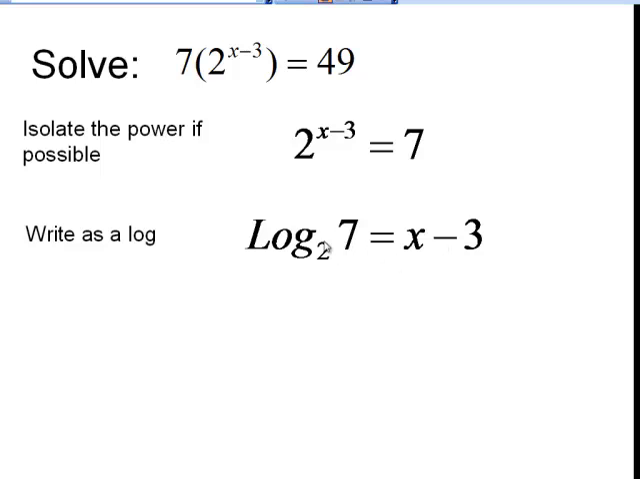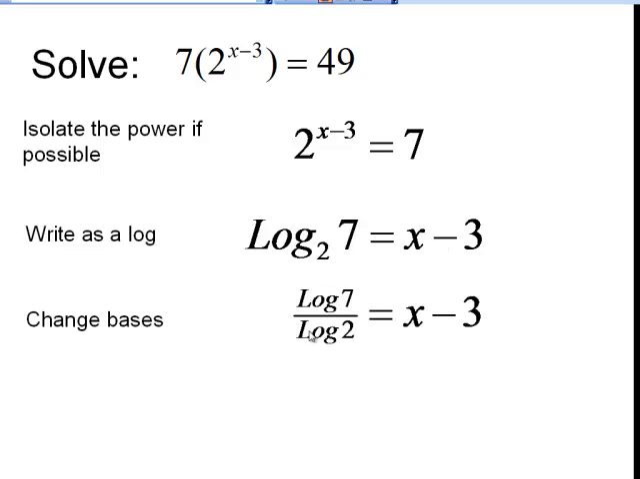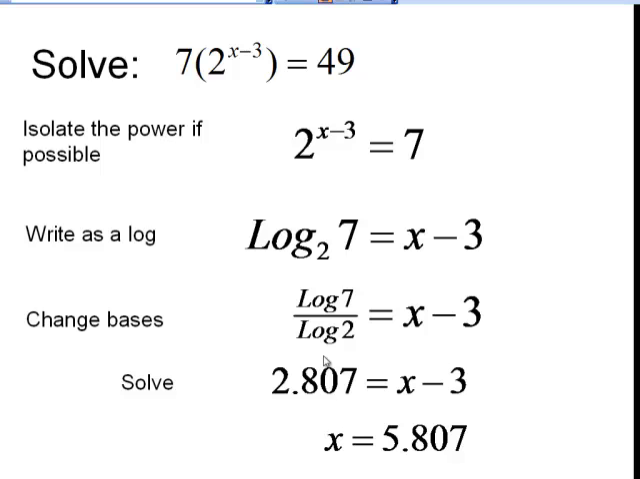Then you evaluate this on your calculator. Log of 7 divided by log of 2. Calculate that and then add 3 to it. When you calculate this, you should get about 2.8. Adding 3 gives you 5.8.